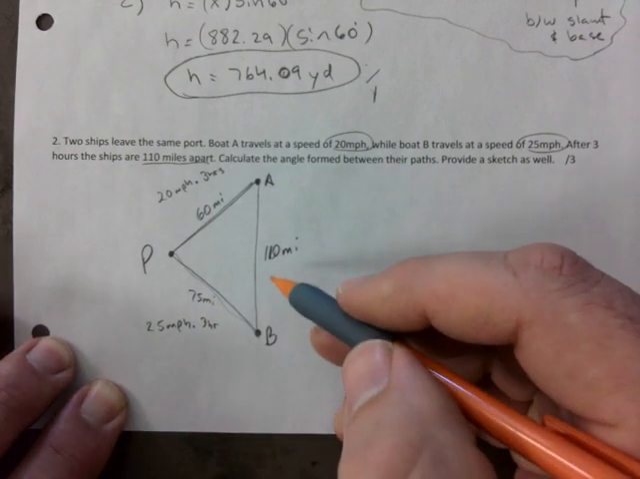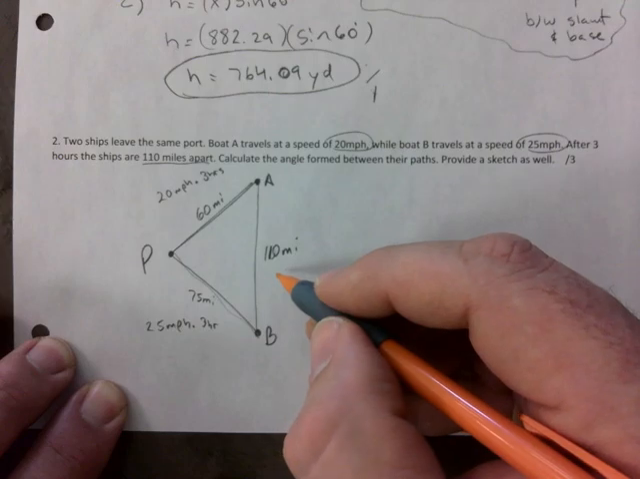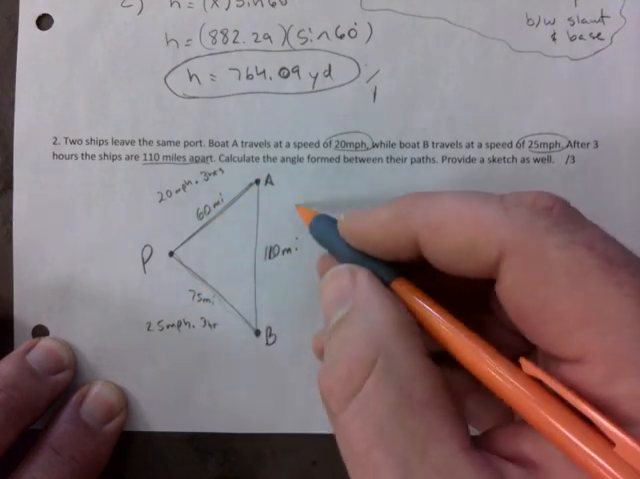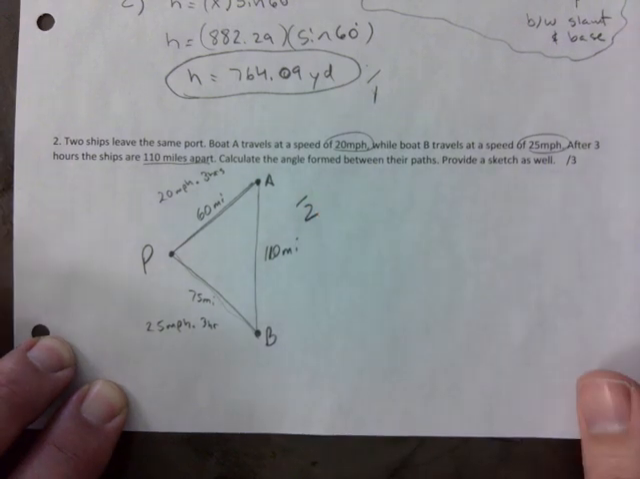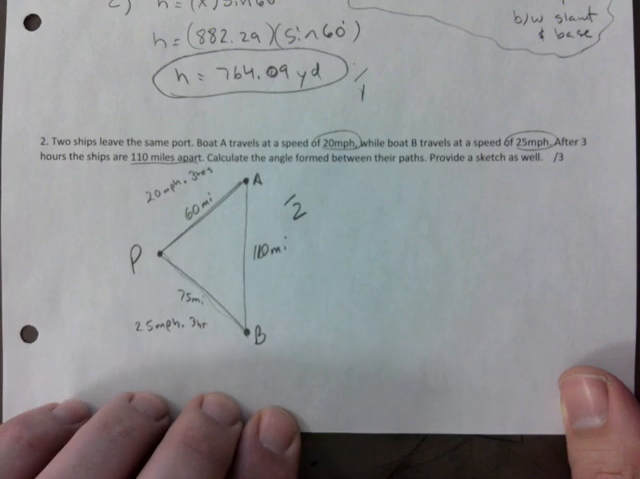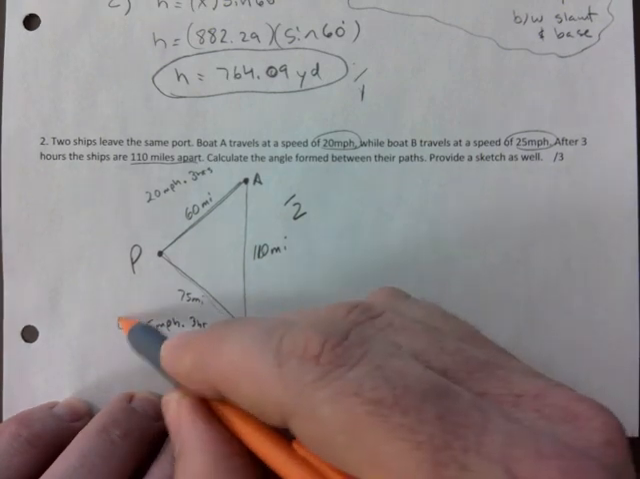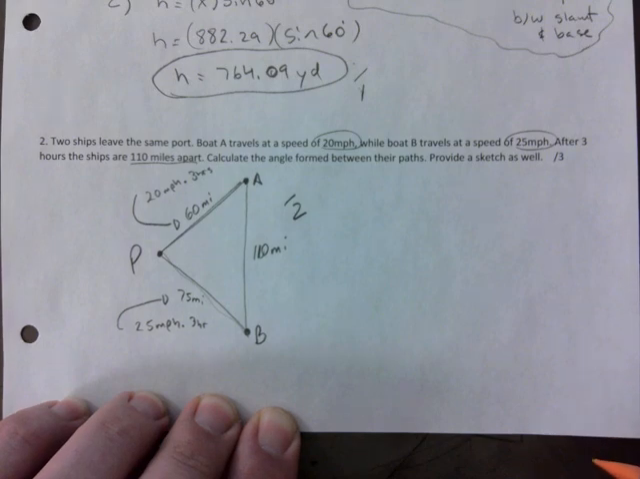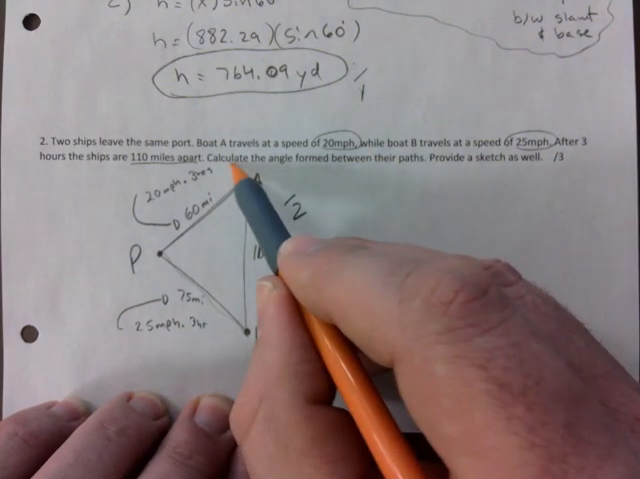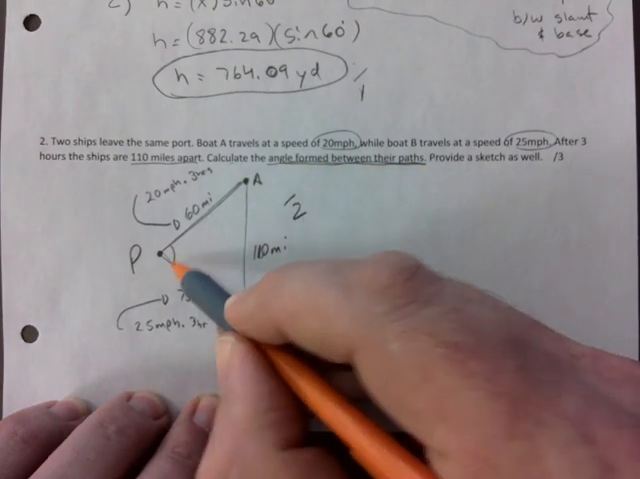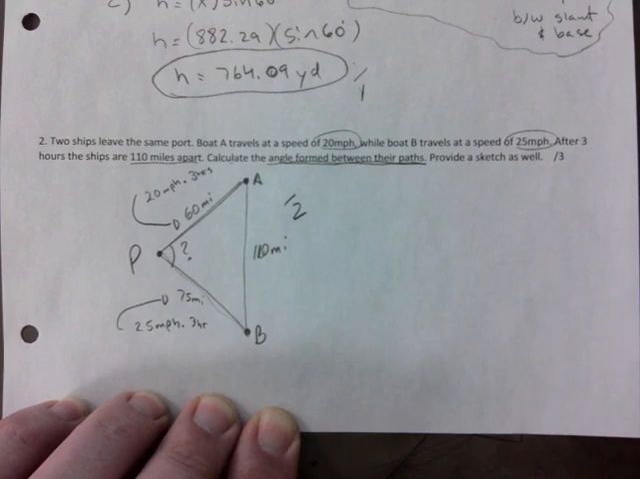So if you sketch something like this and you have those parts and the conversions there, I'd give you 2 marks for that because of the conversion piece. So that's how you got 75. This is how you got the 60. And so now, what does it ask for? Calculate the angle formed between their paths. It's asking for this angle right there.